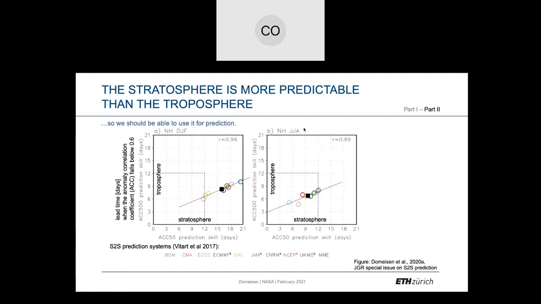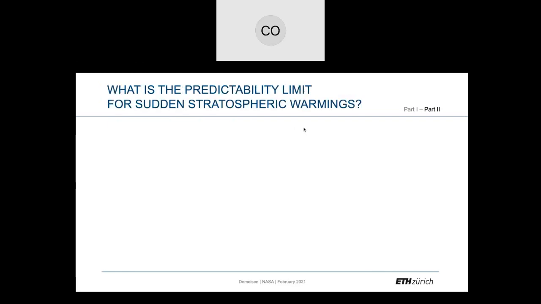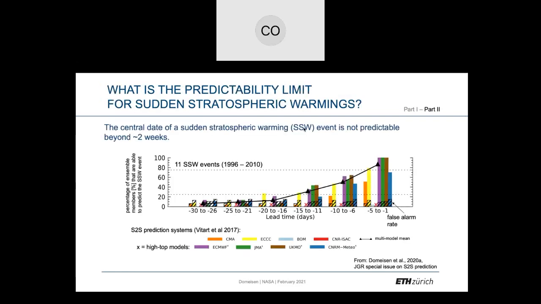So if you look at the stratosphere itself and its prediction limit, then we can say the sudden warmings themselves are actually not very predictable, at least not beyond 1 or 2 weeks. This is the percentage of the ensemble members that are able to predict a sudden warming event at a certain lead time. So this is 1 to 5 days before the event, 10 to 6 days before the event, and so on. You can see shortly before the event, at least some of the high-top models that have a well-represented stratosphere are basically always able to predict when the sudden warming occurs.